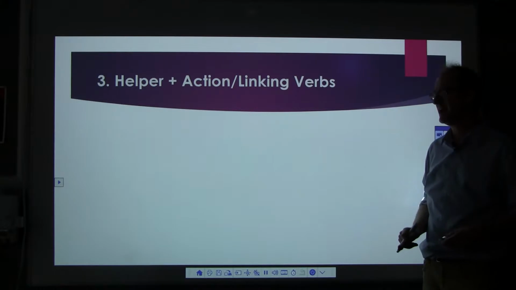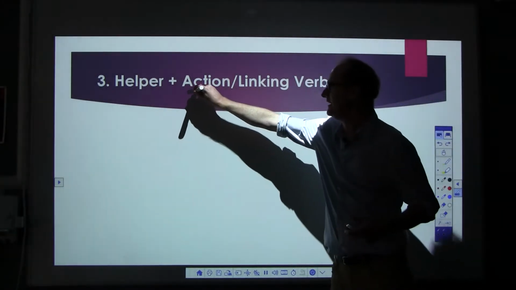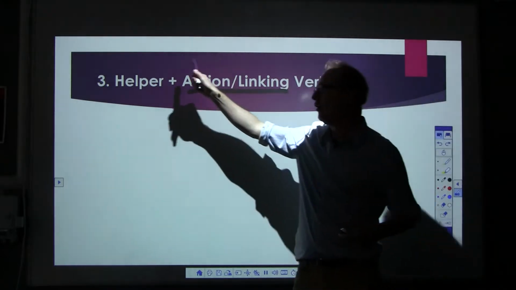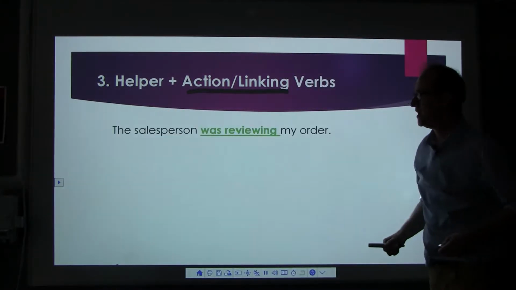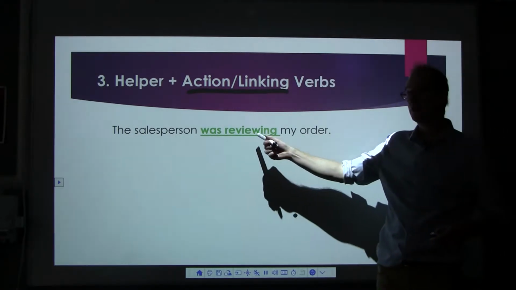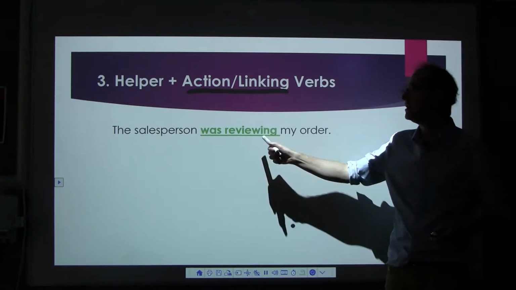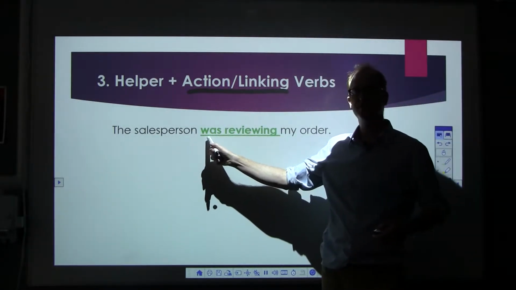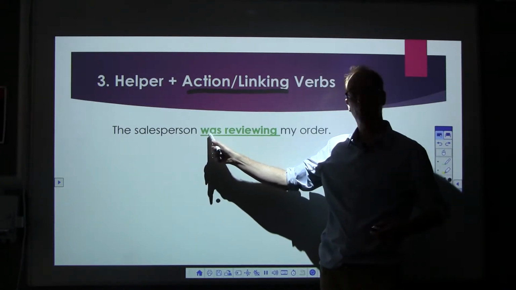And the last type of main verb is when you have an action or a linking verb and a helper in front of it to make it grammatically correct. For example, the salesperson was reviewing my order. So here we have an action, reviewing. So there's some reviewing going on. That's part of our main verb. But also look in front of it to see if there's any word or words that are helping it become grammatically correct. In this case, was.